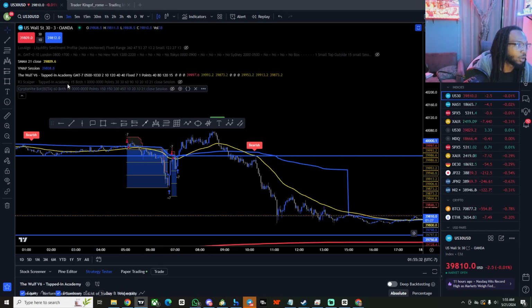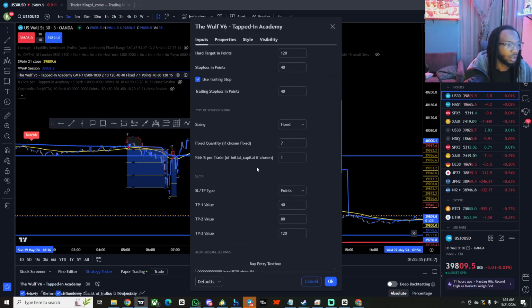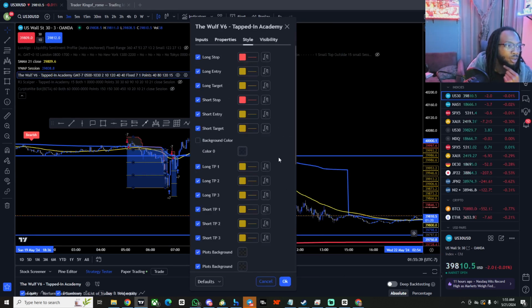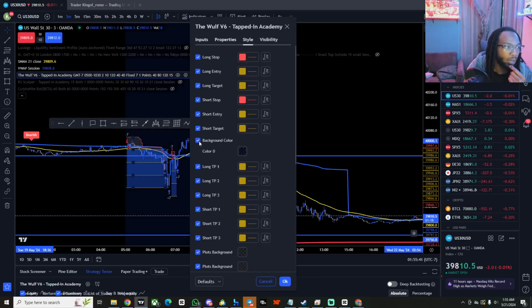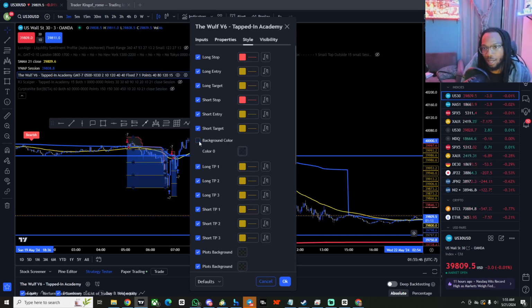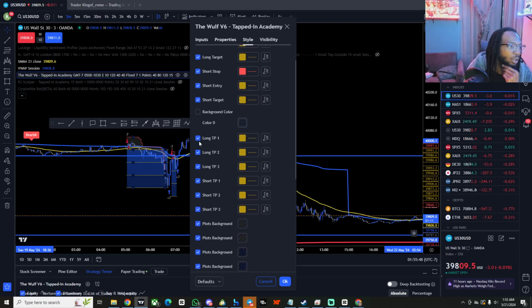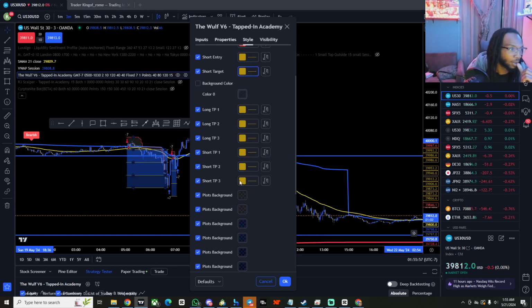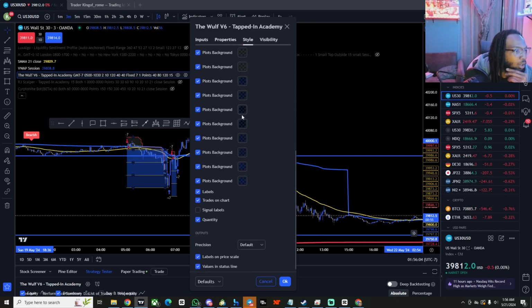Now for the rest of this, I'm going to go back to my settings. Now I do want to talk about the styles. I turn off the background. The background's just there so you know what time frame it's being used on. I like it off. I gave you guys these custom gold lines. If you want to change them, you can. They're custom. Anyways, that's pretty much that.